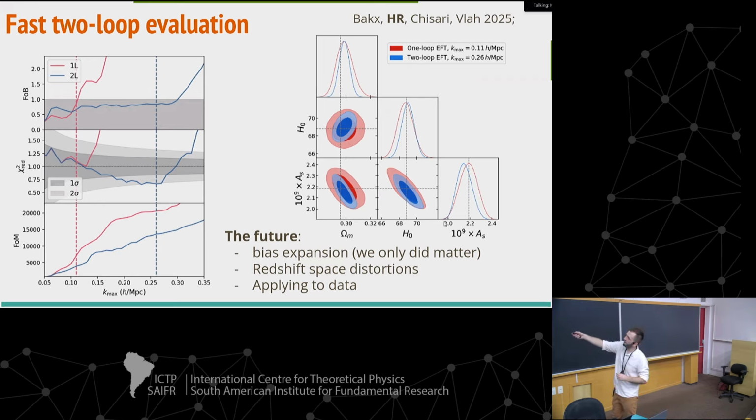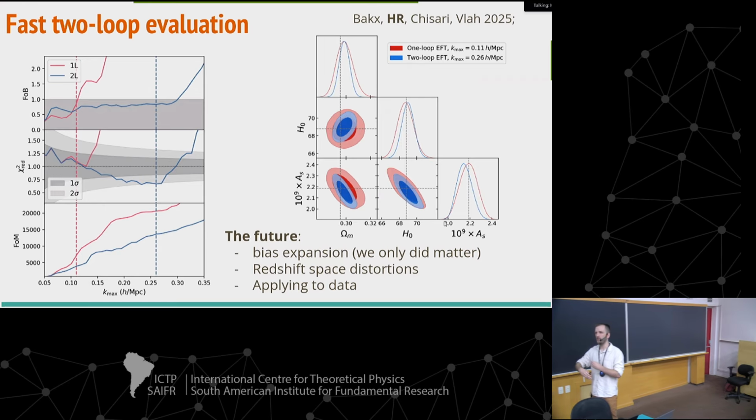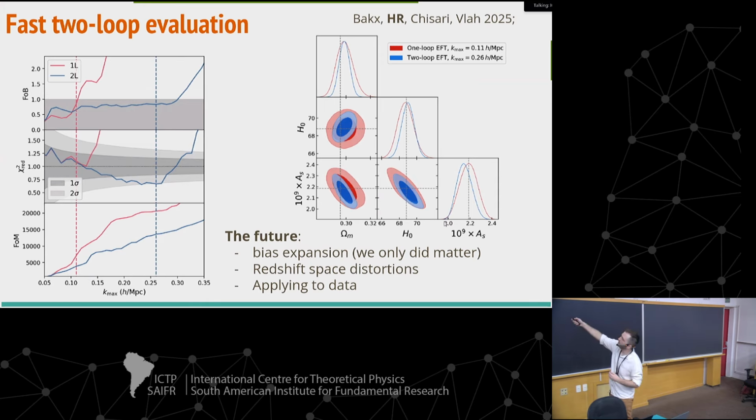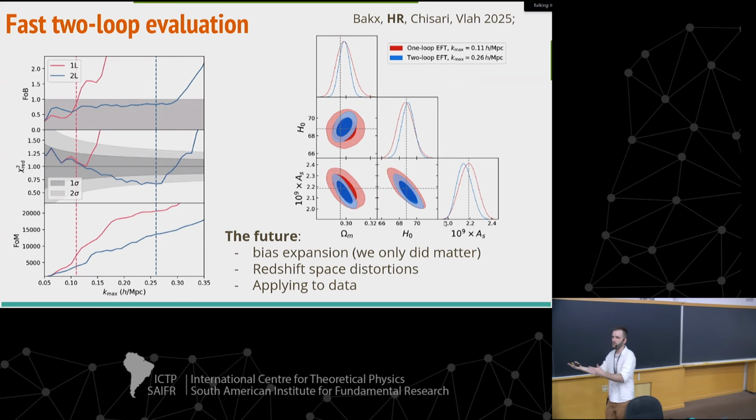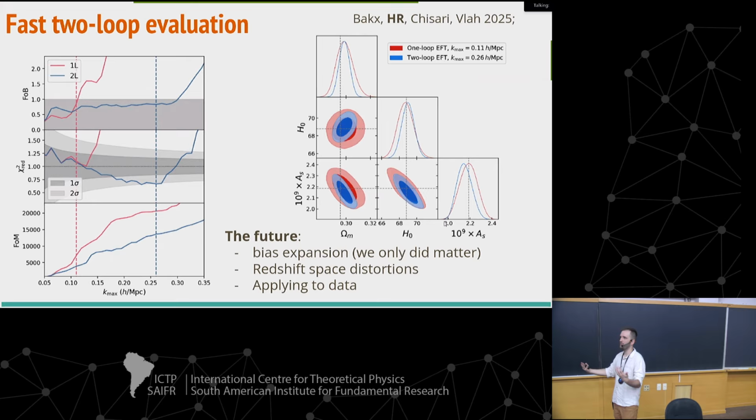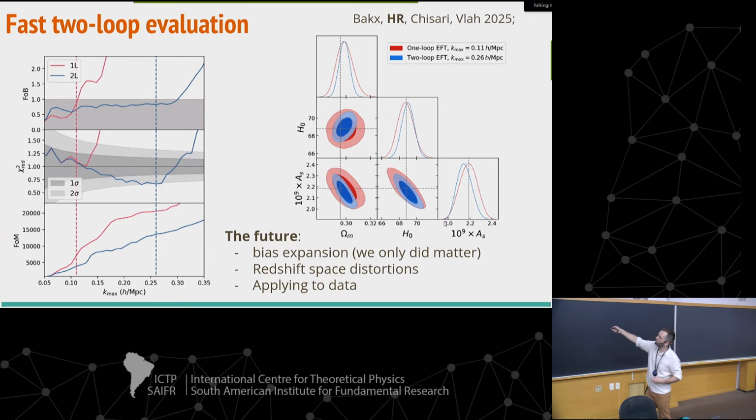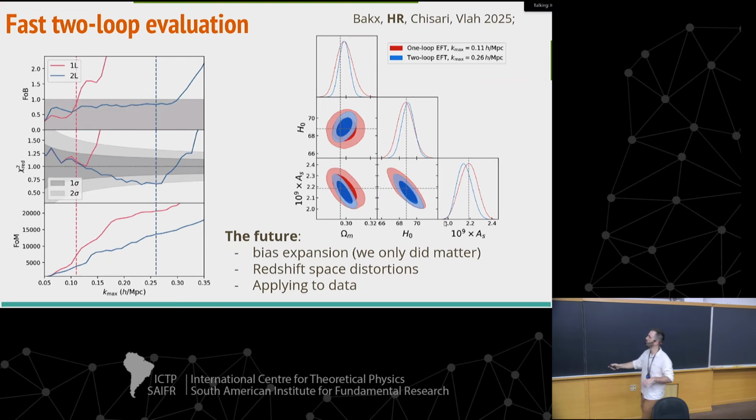Here on the left, you see the figure of bias. So if you get biased or not, you see that the one loop in red gets biased around 0.11, and the two loop gets biased around 0.30-ish. The chi-square also works pretty well for the two loop, and the one loop fails around the same scale. And this is the figure of merit, which is basically the determinant of the multi-parameter correlation matrix. And you see that the two loop here gives more information than the one loop. It's just some details here.